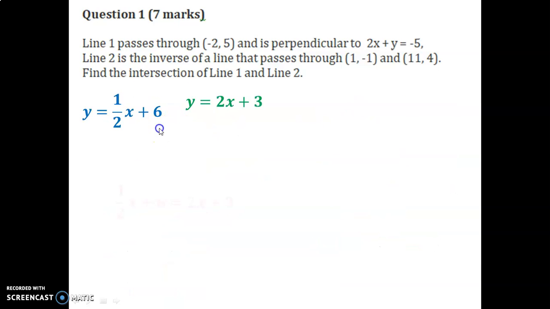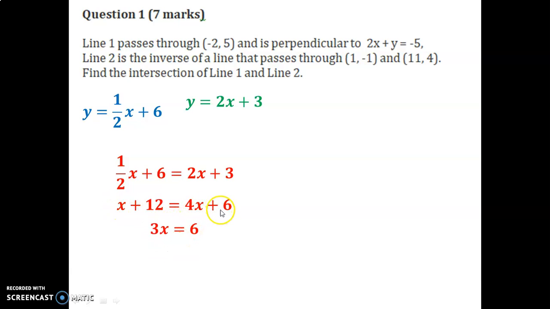So here's our two equations. We can set them equal to each other. That's what finding the intersection means. So we're finding the intersection by setting them equal. I'm going to multiply everything by 2 to get rid of this half. Now I'm going to move this x over here and this 6 over here, and that tells me x is 2. Once you know x is 2, you can put it into either equation, so let's say in here, and get y, so y is 7. So we know the point of intersection of those lines is (2, 7).